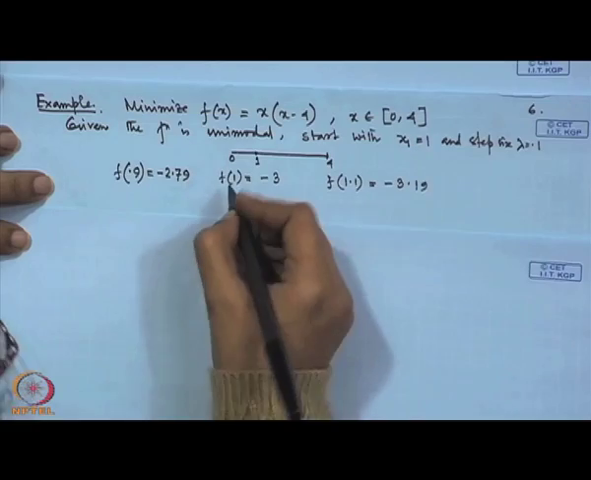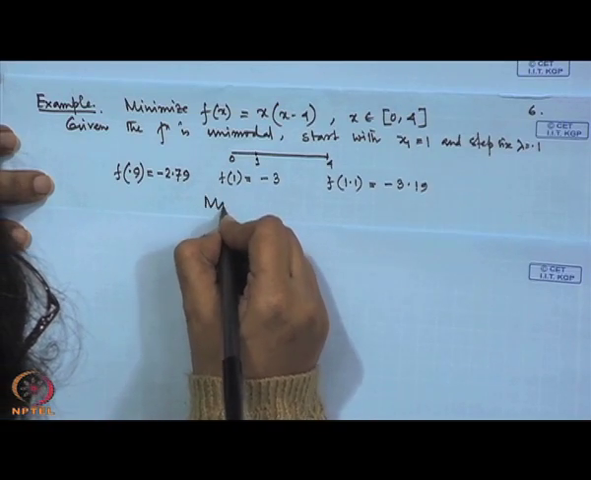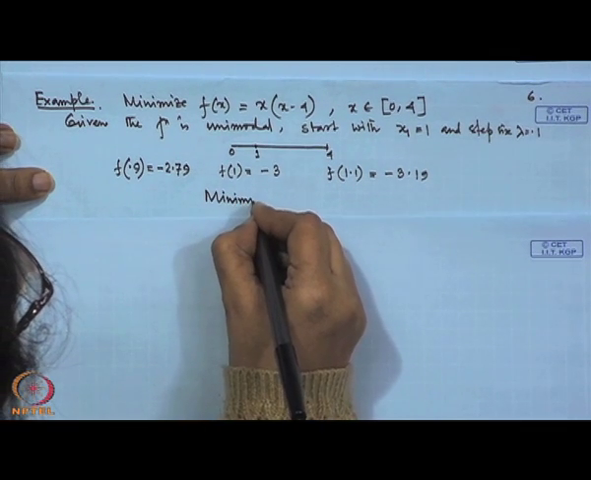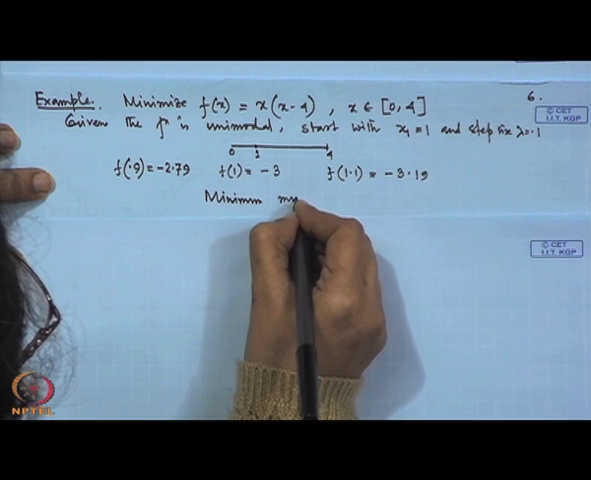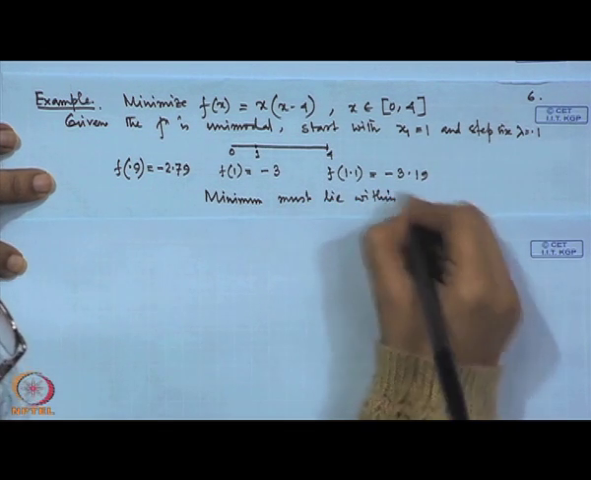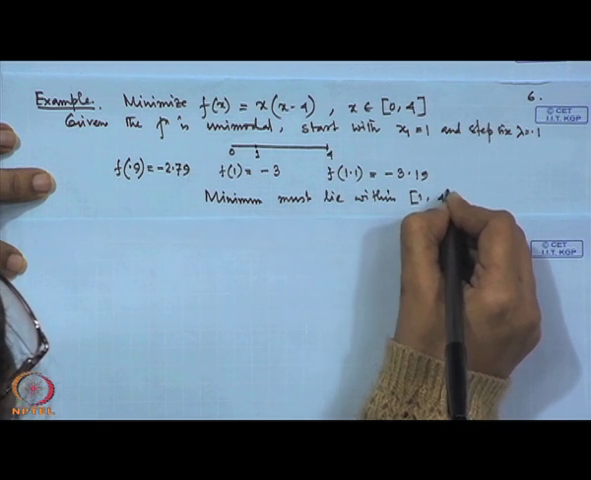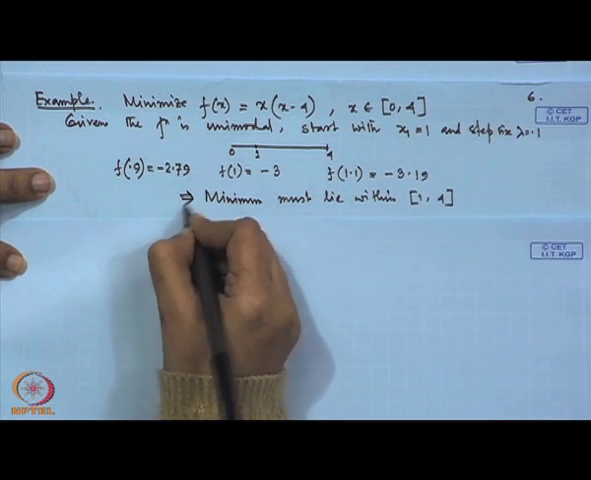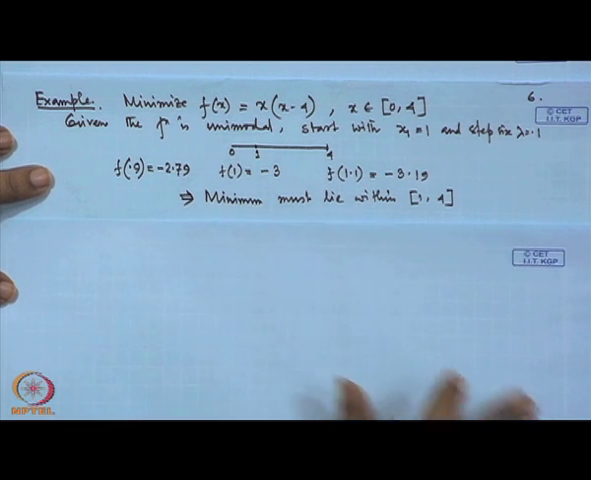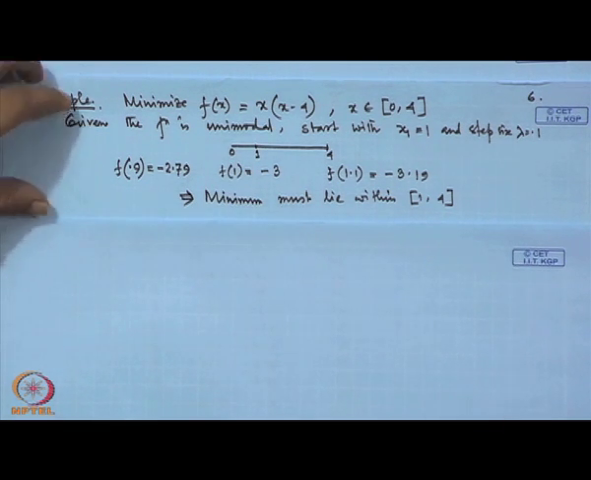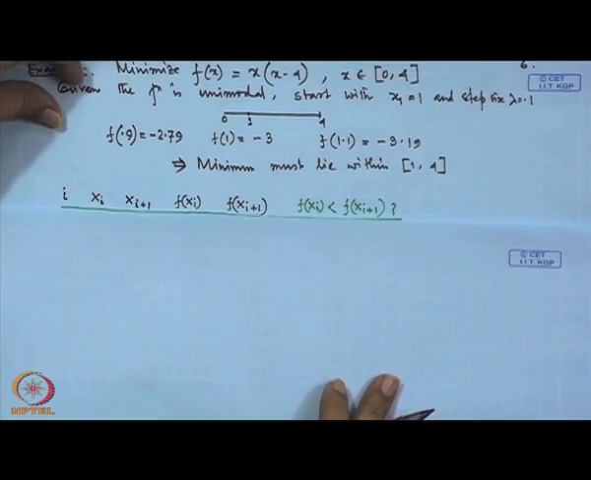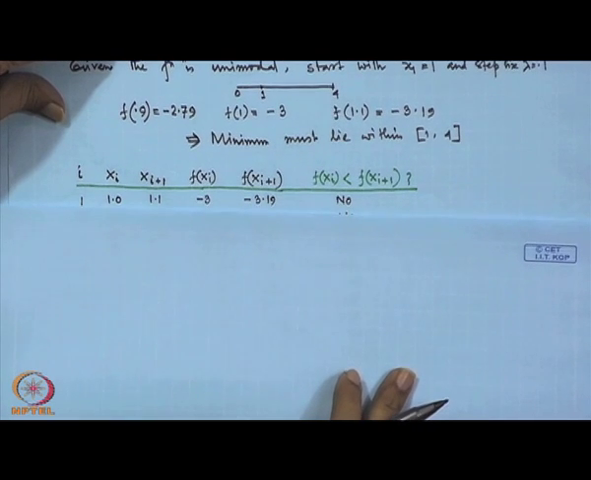All right. That is why we can conclude that the minimum must lie within 1 to 4. That is the conclusion for us. We are discarding, eliminating the region from 0 to 1 and moving further. For that, the whole information can be tabulated in this way. Just see.